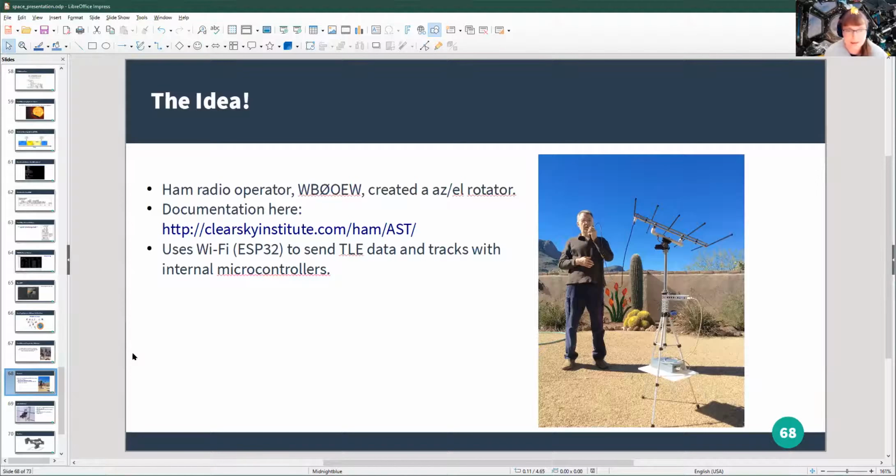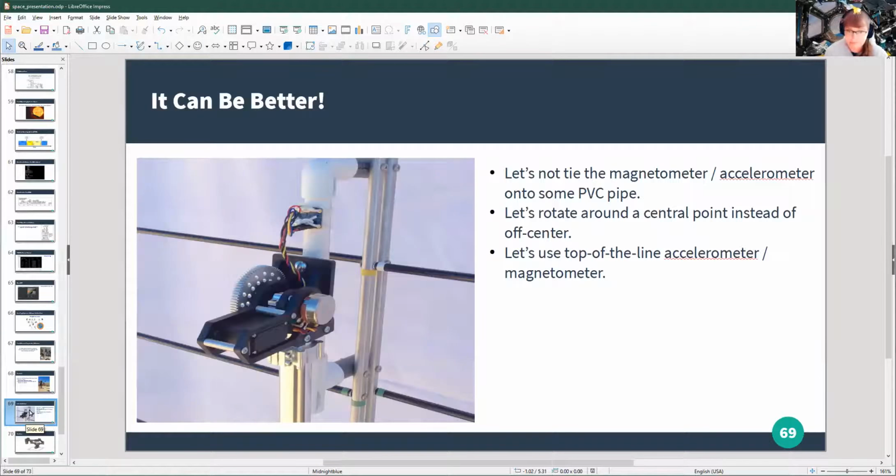His ham radio operator call sign is WB0OEW. And he made this and proved that it's a doable concept. I was actually thinking about this for a long time, but I didn't want to invest like $500 only to find out that it can't be done. So this guy has a working prototype, but I thought, hey, this is cool. It can be better. So let's see some of the stuff that this person did on his design.